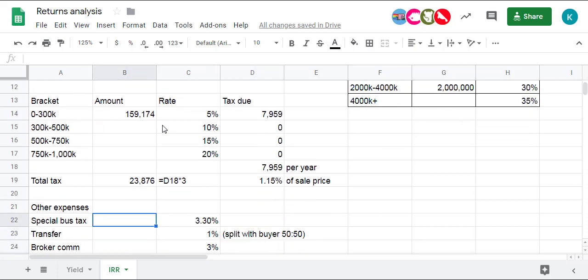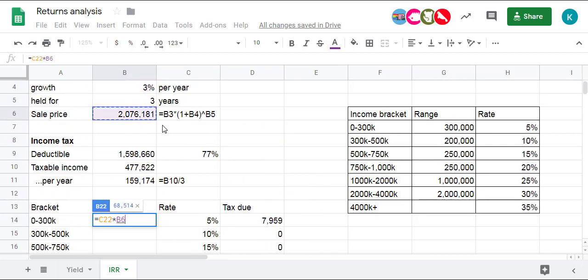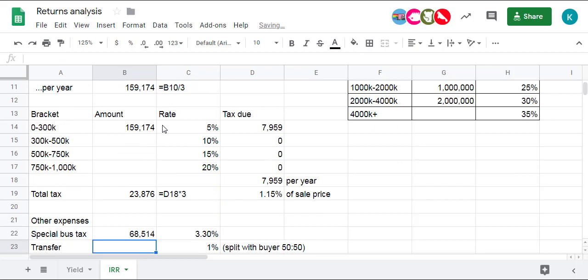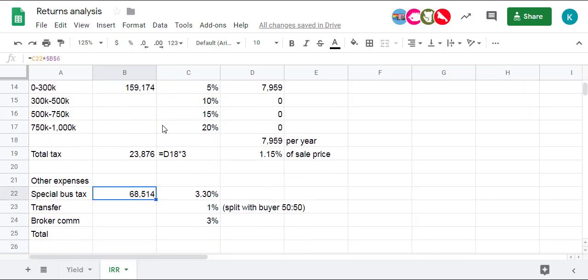Other expenses you have to pay: special business tax. This is going to be 3.3% of the final sale price. I'm not adding the layer of appraisal value. I'm assuming that appraisal value equals sale price. In practice, if your appraisal value is different from sale price, all you have to do is take the maximum value and the rest of the calculation will follow. So there's a special business tax of 68,500, and a transfer fee of 1%. The actual transfer fee is 2%, but we're splitting it with the buyer 50-50, so we're only contributing 20,700. And a broker commission of 3%, which is about 62,000, and so on. So add them all up. These are our other fees.